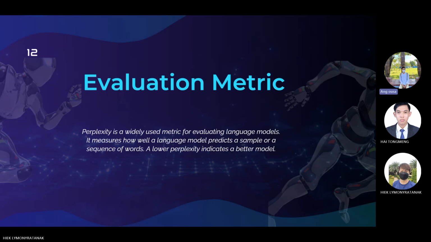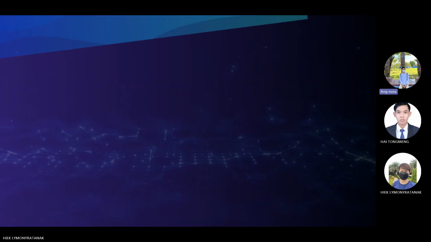So, to evaluate our model, we use perplexity, a widely used metric in natural language processing. It measures how well a model predicts a sample or sequence of words. A lower perplexity score indicates a better model, and it also implies the model has less complexity.